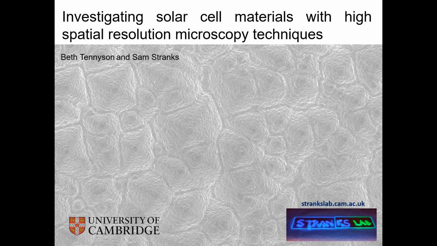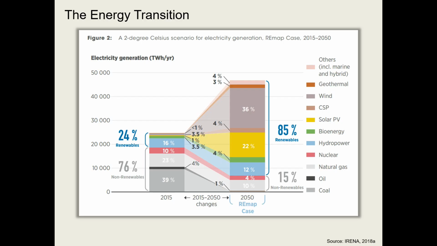My research focuses on using microscopy techniques to look at solar cell materials specifically. The reason why I'm interested in looking at solar cell materials is because we are currently undergoing a large energy transition. What you can see on this graph is what needs to happen by the year 2050 in order to reach only a 2 degrees Celsius temperature increase.